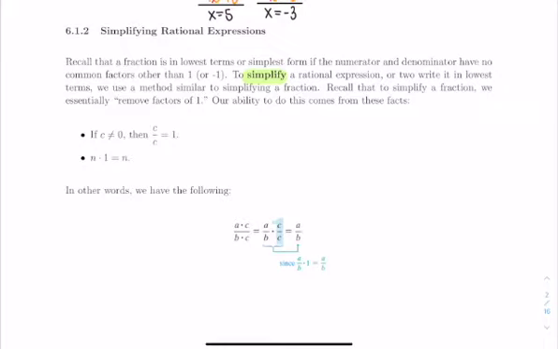Our ability to do this comes from these facts. If c is not equal to 0, then c over c is just 1, and n times 1 is n. In other words, if we have a times c over b times c, we can rewrite this as a over b times c over c, but c over c is just 1, and so we end up getting just a over b.